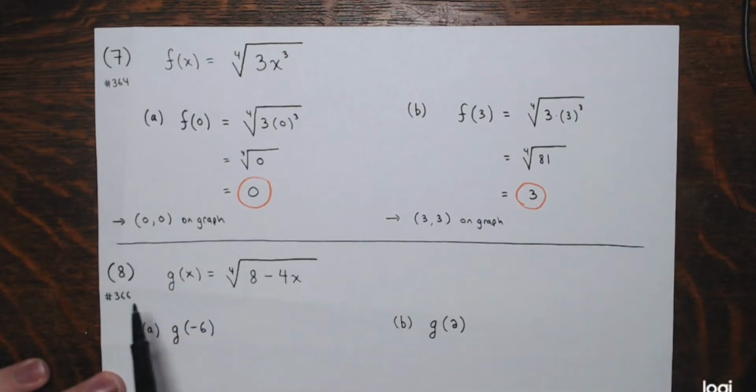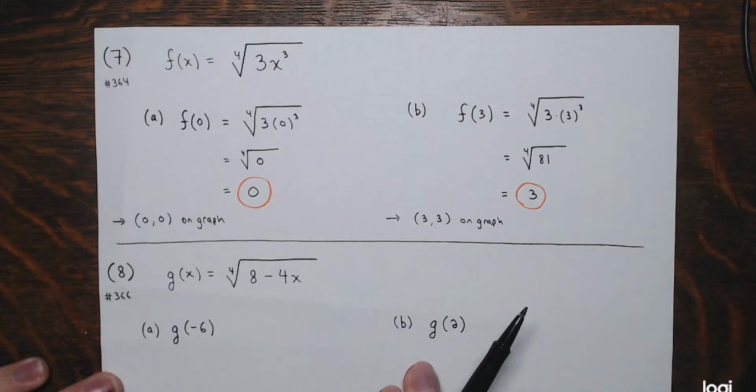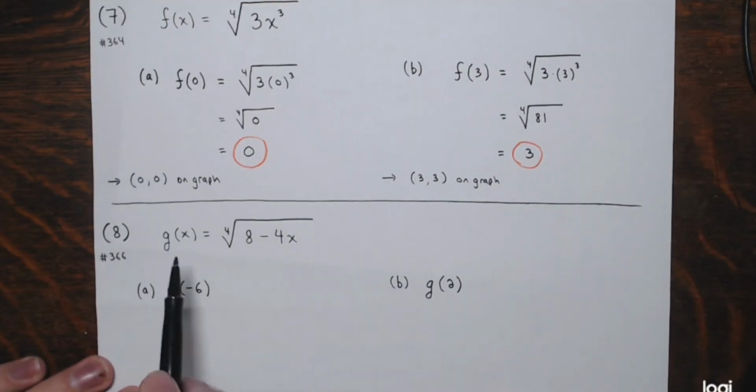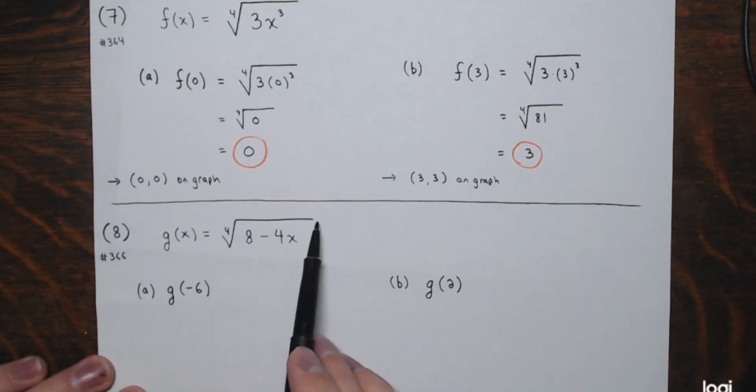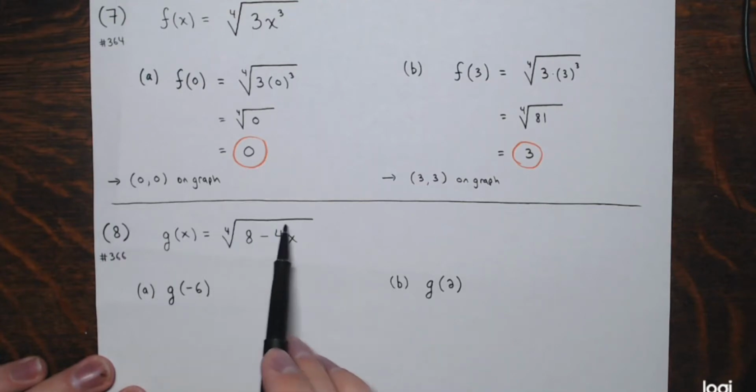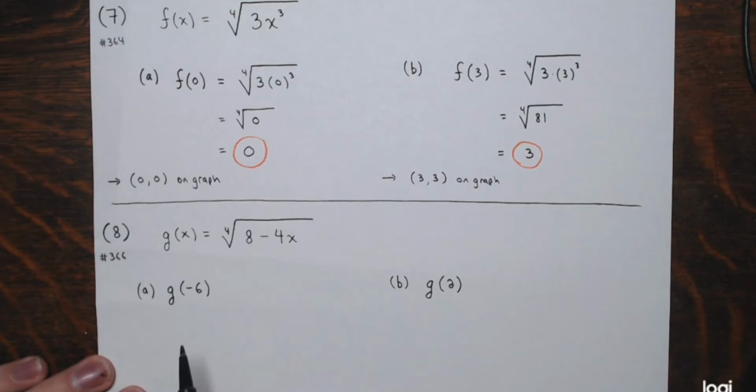All right, number 8, exercise 366 in the text. We have function g of x, right? The input's x, the output's g of x, and here's how you calculate the output. It's the fourth root of 8 minus 4x. Alright, so part A, what's g of negative 6?